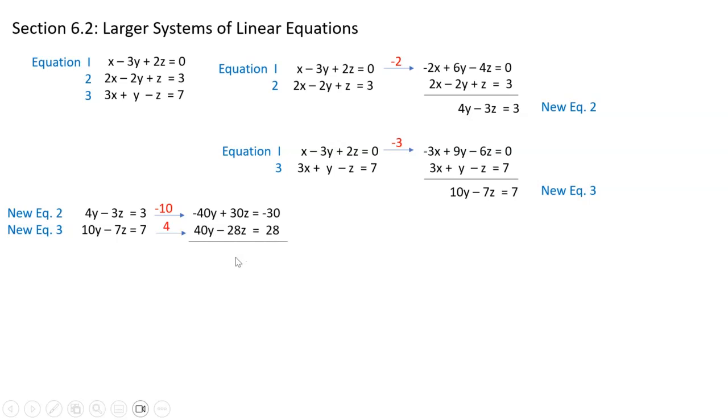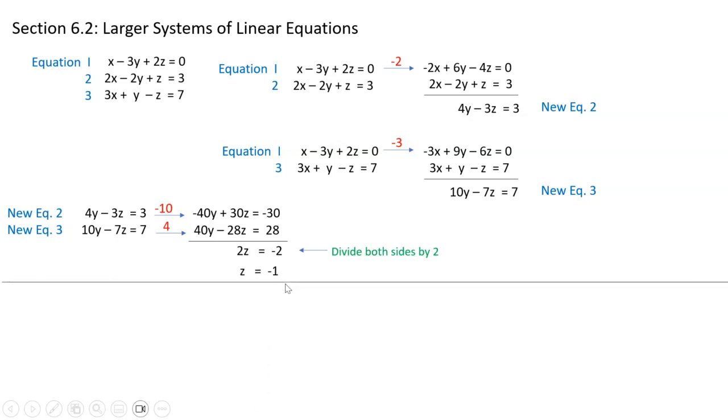So if you notice, the y's are eliminated. So we got 2z equals -2. We divide both sides by 2, and z is equal to -1. Now, once you do that, you can actually get 3 new equations, right? This is equation 1. Equation 2 was a new equation 2. And for equation 3, it became z equals -1. Now, we're going to back substitute.